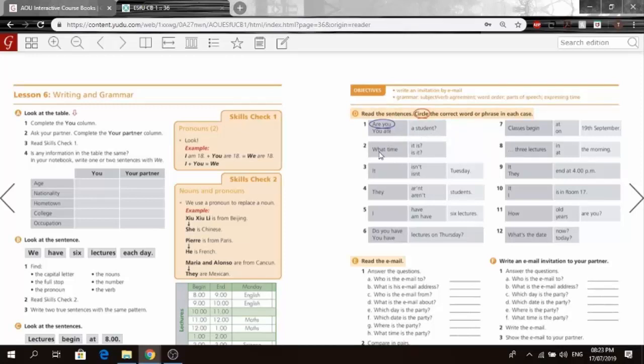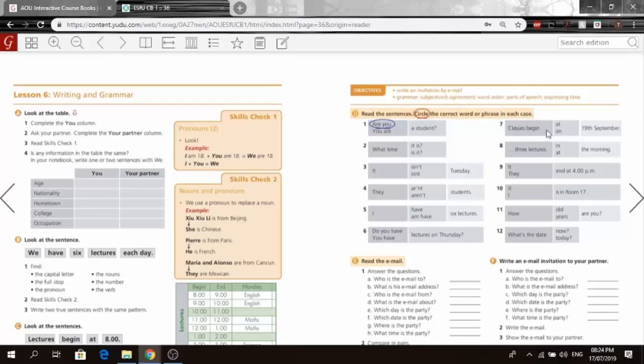Number 2 is what time? I can't say it is. So what time is it? Right? I'm asking a question. What time is it? Right? 3, it isn't with the apostrophe. This is just not true, okay? This is not correct at all. This is what people use when texting, and it is not correct, okay? It isn't Tuesday, right? Number 4, they, same thing, aren't students. This is not correct. 5, I have 6 lectures. 6, do you have lectures on Thursday? I don't say you have lectures on Thursday. Do you have lectures on Thursday? I'm asking a question, okay?